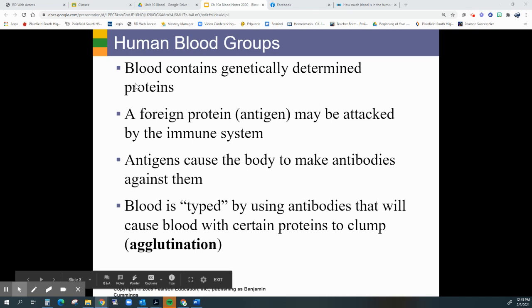All right, so with blood grouping, what we're looking for is that blood actually contains genetically determined proteins. A foreign protein, what we call an antigen, would result in an attack by the immune system, and that's really how our immune system works anyway. Any protein that comes into the body that doesn't belong to us, our immune system will mount a response to it.